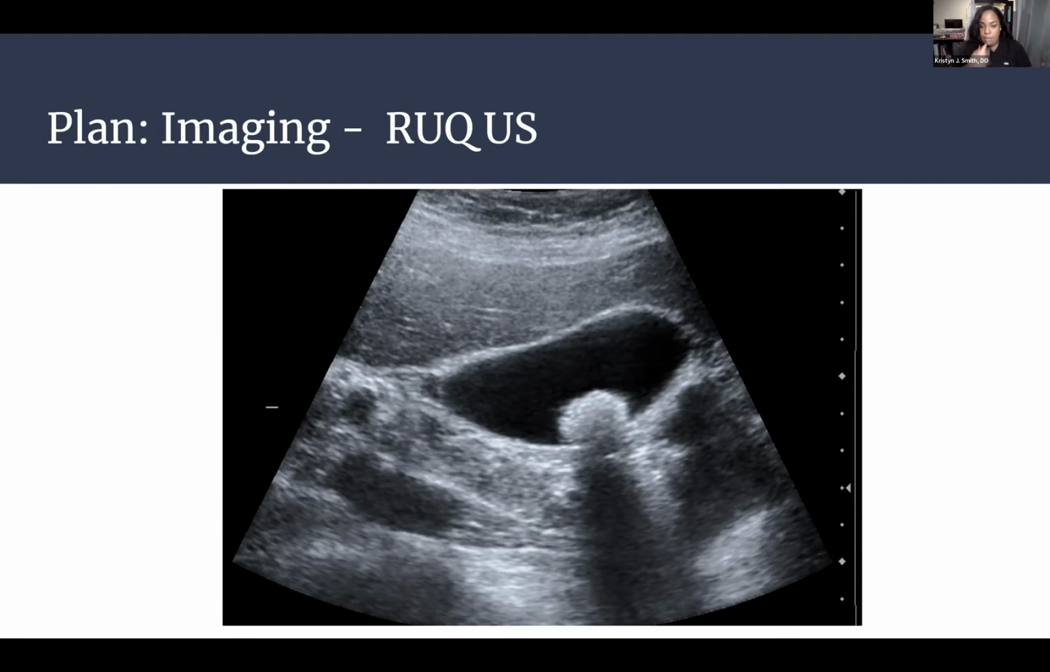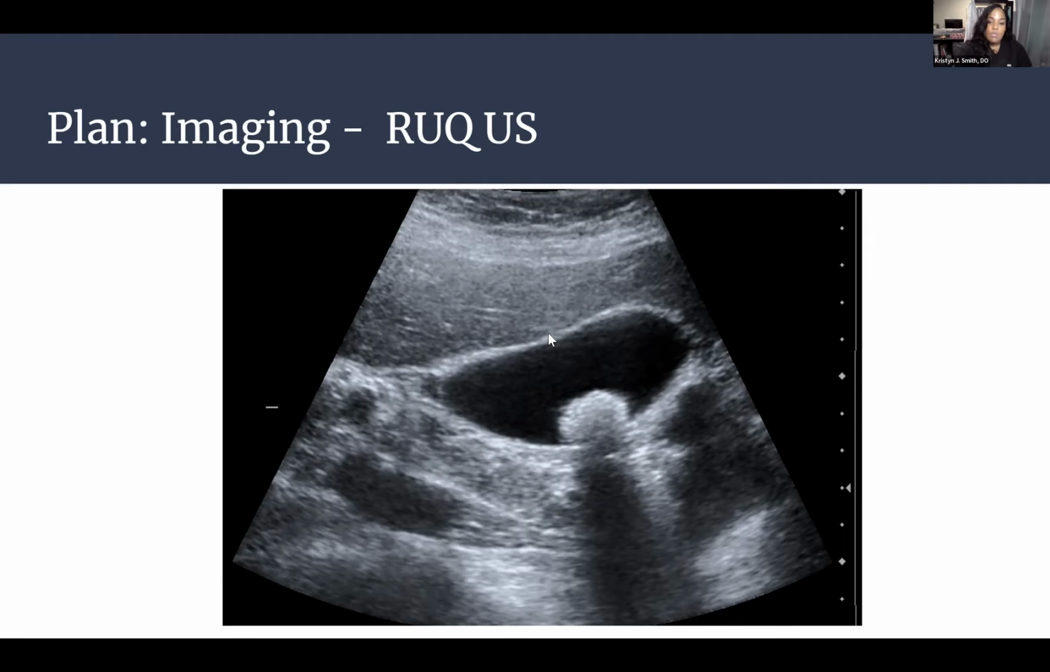And really what you're looking for is signs of acute cholecystitis. And there are 5 signs indicative of acute cholecystitis on a right upper quadrant ultrasound. The first is seeing a gallstone. So you see this hyperechoic structure here in the middle of the gallbladder with acoustic shadowing, which is indicative of a stone. The next is a thickened anterior gallbladder wall.